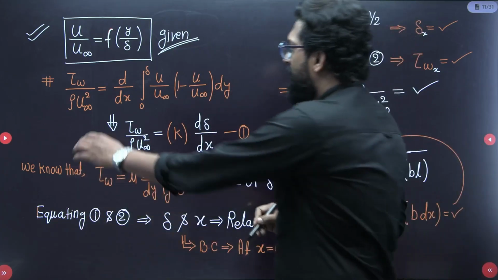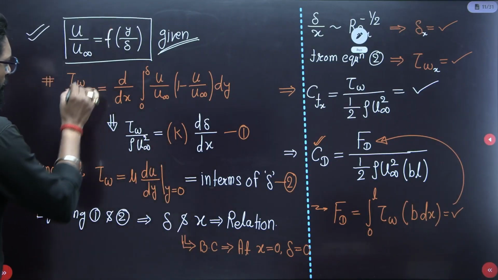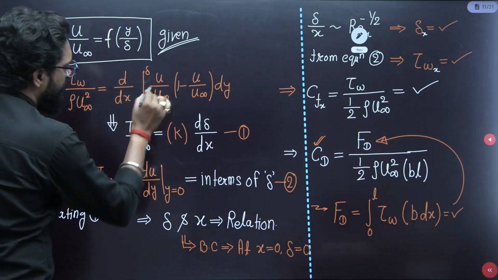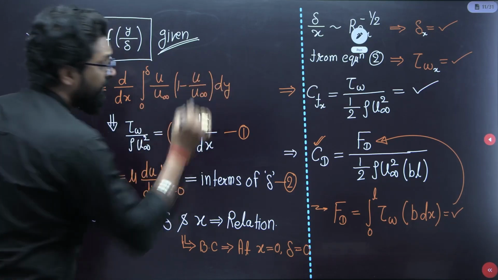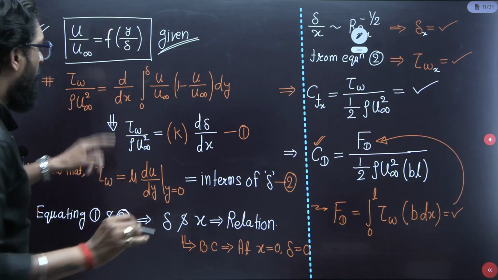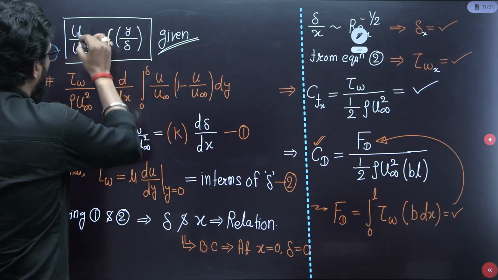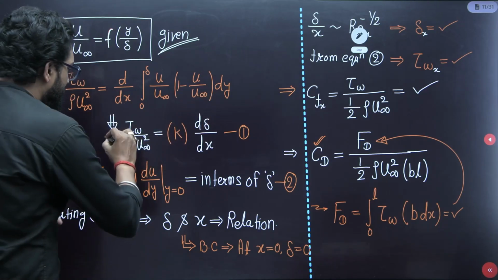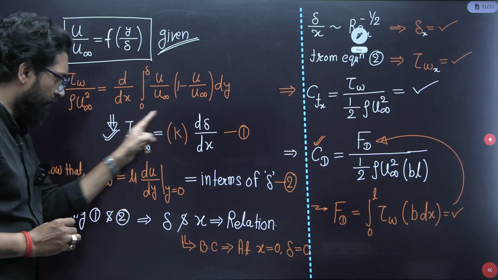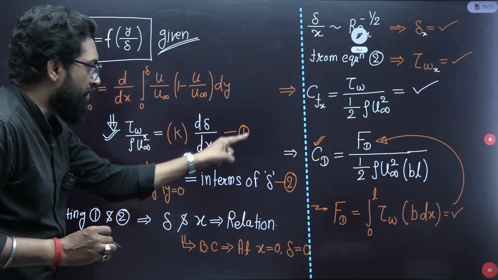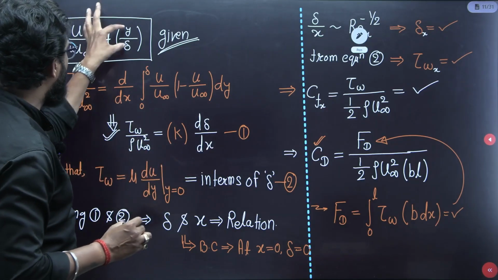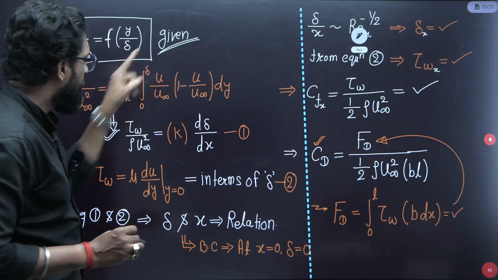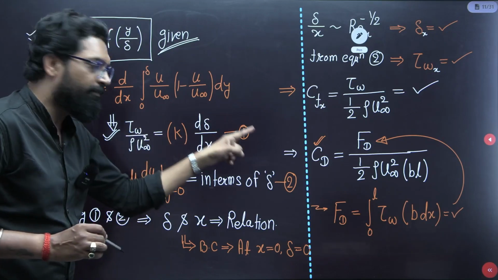Now, we know that this is the momentum integral equation: tau wall by rho u infinite square is equal to d by dx, 0 to delta, u by u infinite into 1 minus u by u infinite dy. You know this. Now, from here, if you put this function u by u infinite and integrate it, the relation comes out to be this equation. That means this is equation number one. After putting this value of u by u infinite in the form of y by delta and solving it, you get this nature of equation.